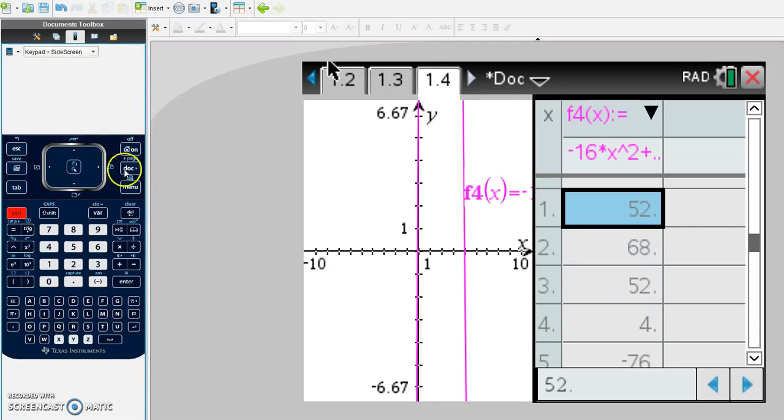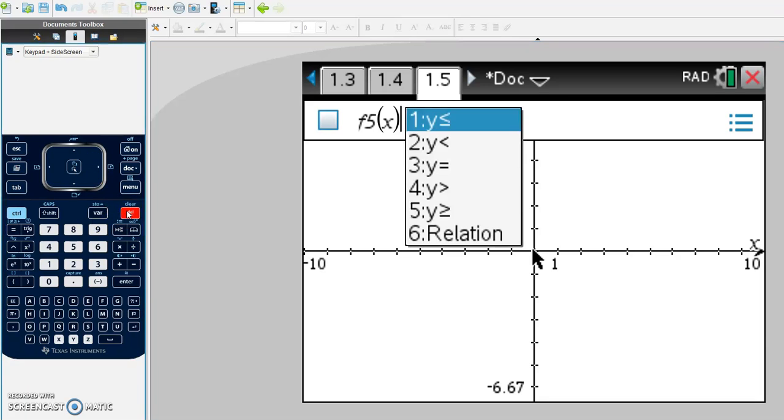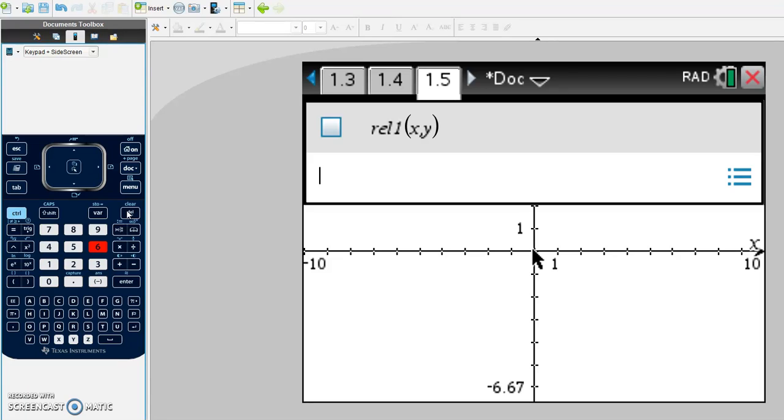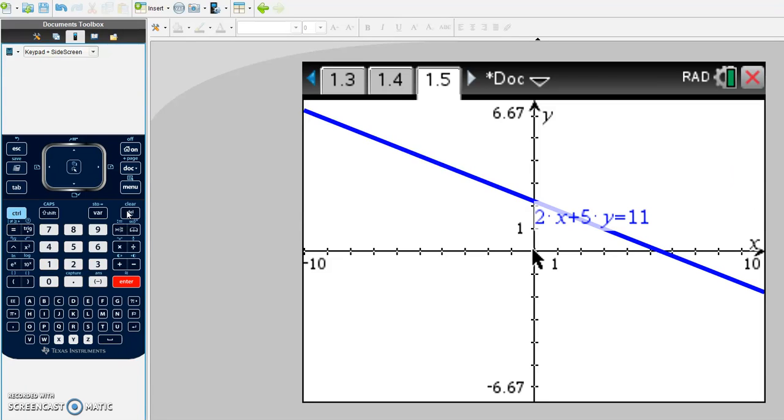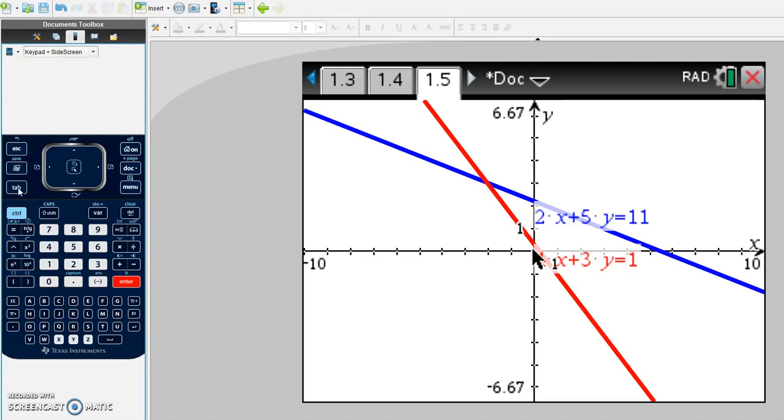Again, I'm going to go to another page, so Control Doc. Again, I want to do graph. And because they're not in slope-intercept form, remember I'm going to hit delete over here. And I want to go to number 6, the relation. And then I can type in my equation. So it is 2x plus 5y equals 11. So there's my first one. To get a second line so I can graph another equation, I go to tab. Let's type the next one in. 4x plus 3y equals 1. And hit enter, and there would be my other one.